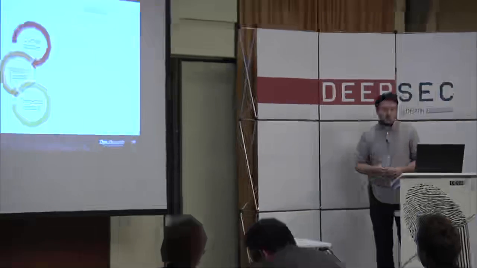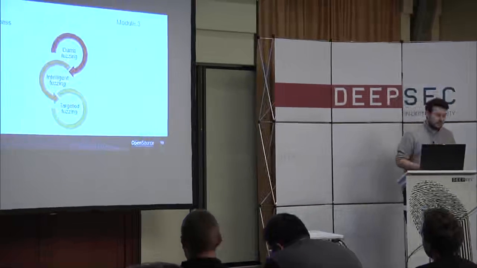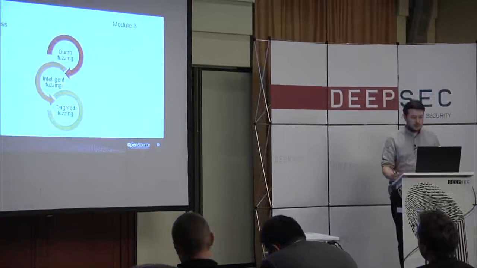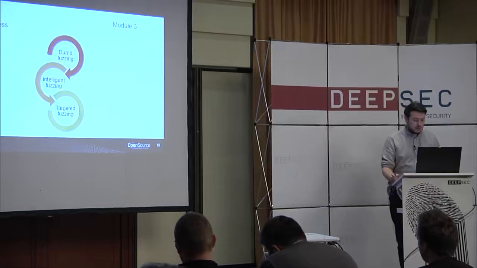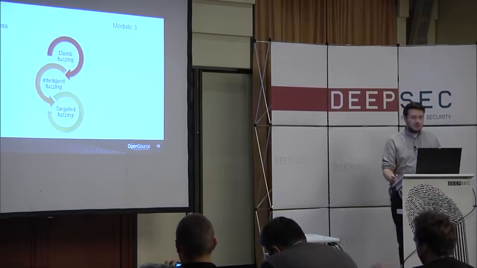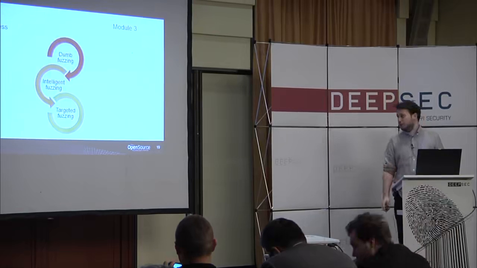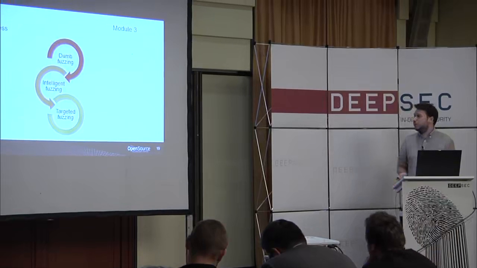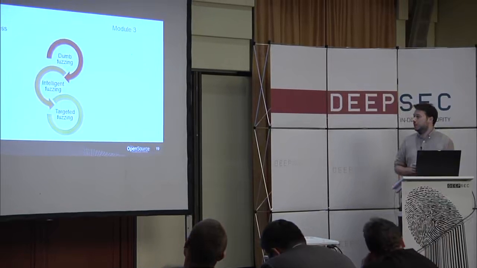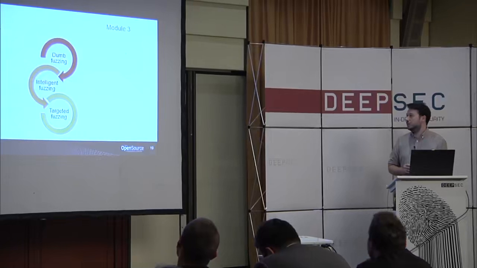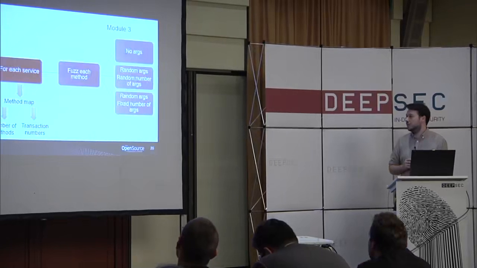The third module is the actual fuzzing process. I've tried to run it using 3 modes, a dumb fuzzing mode, an intelligent fuzzing mode, and a targeted fuzzing mode. I'm going to go through each one of them and explain the differences between them.